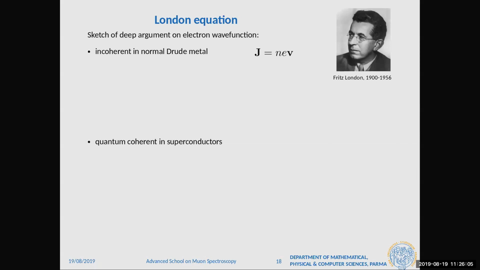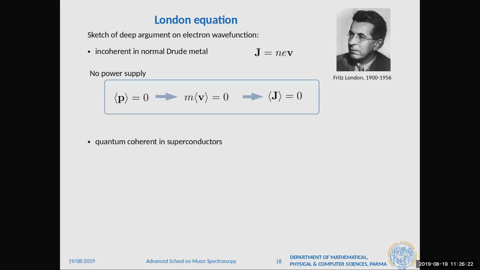They confronted incoherent metals with the quantum coherent superconductor, thinking of the current density, right? Which is like that: density of carriers, charge, velocity. And if you don't have any power supply in a metal, you have average of P equals 0. That means average of v equals 0. That means J equals 0. Of course, you don't have any current.